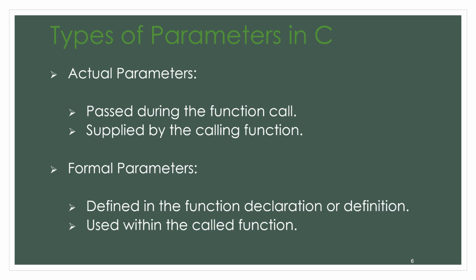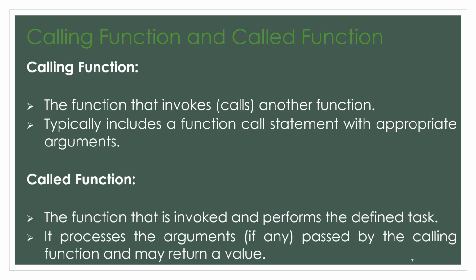There are two types of parameters. One is actual parameters, another one is formal parameters. Actual parameters are also called arguments. Formal parameters are also called parameters. Actual parameters are passed during the function call. Formal parameters are defined in the function declaration or definition.